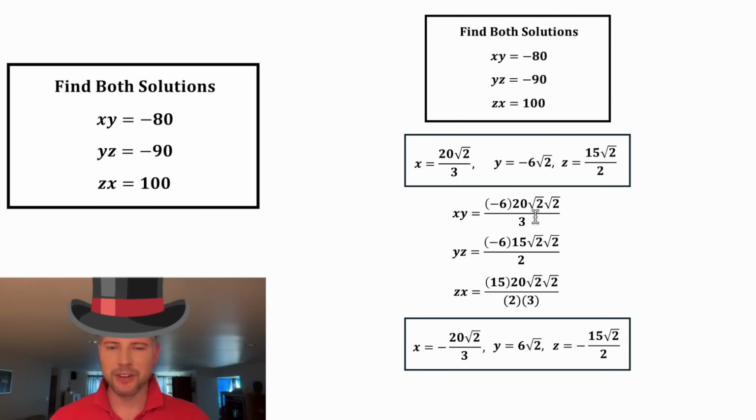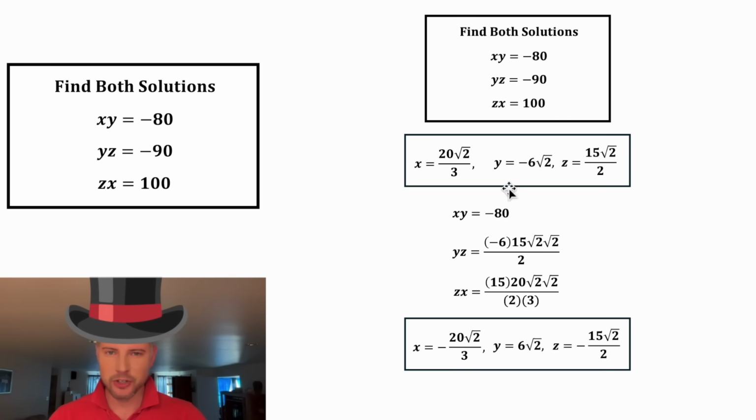And now we can simplify. Negative 6 times 20 is negative 120. And root 2 times root 2 is equal to square root of 4, which is equal to 2. And negative 120 times 2 is negative 240. And negative 240 divided by 3 is negative 80. So this first one checks out.